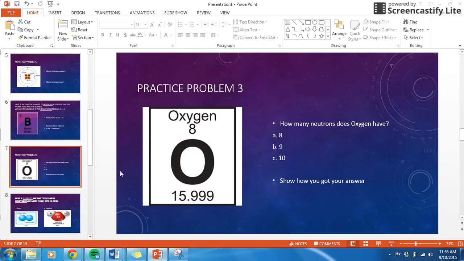Our practice problem number 3. How many neutrons does oxygen have? Is it A, 8, B, 9, or C, 10? And I want you to show how you got your answer. Remember, look at the atomic mass first.